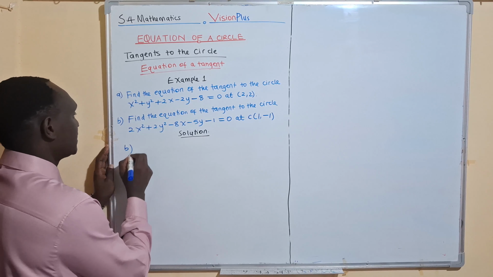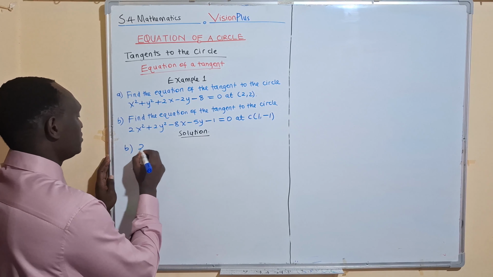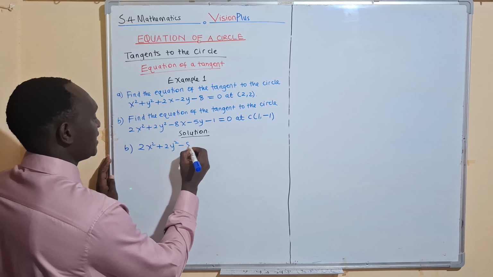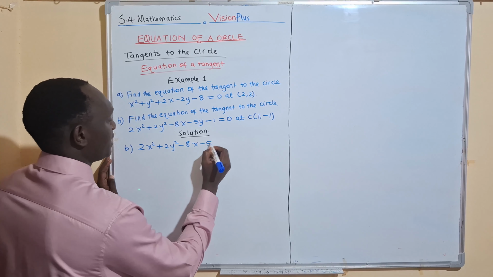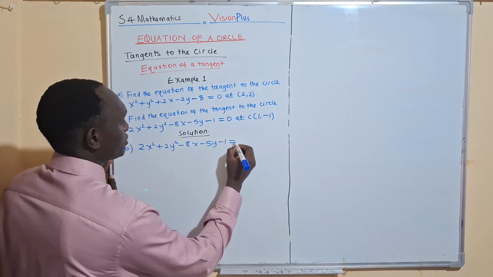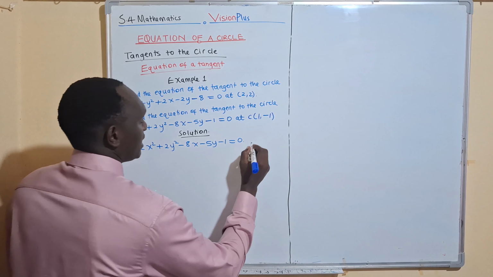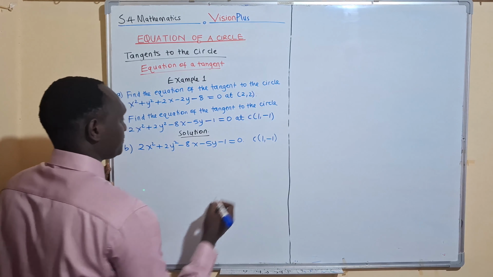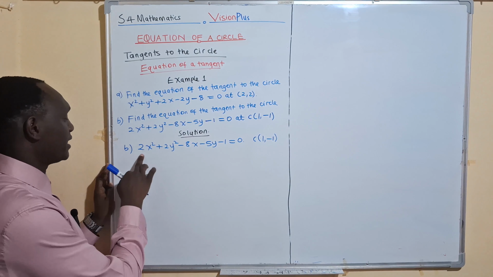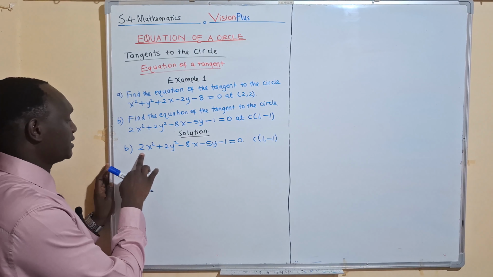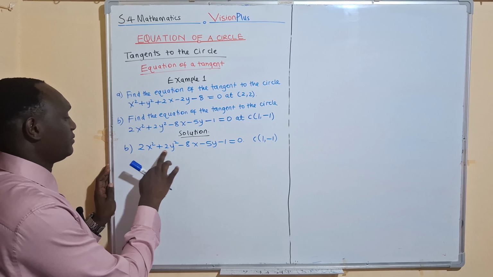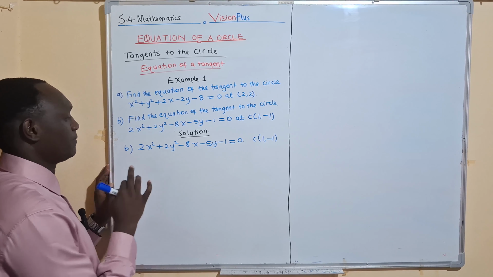Part B says that we are given a circle 2x squared plus 2y squared minus 8x minus 5y minus 1 equals 0. And the point of tangent is (1, -1). If you look at this equation, the coefficients of x squared and y squared are not 1. Okay, they are 2 and 2.